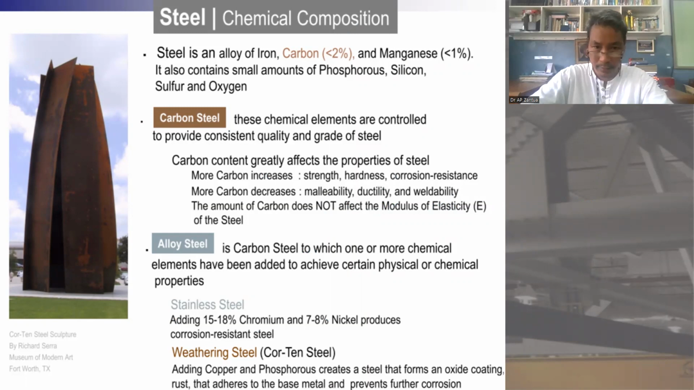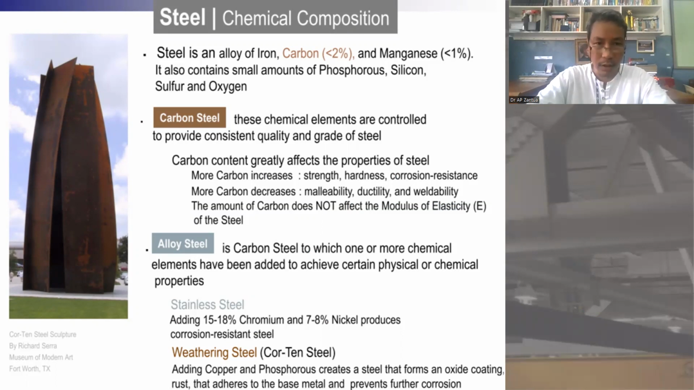Again, we discuss by reviewing the properties of steel, because steel is the main component. So therefore, any failure that will happen is with regards to its characteristic properties and its strength. Steel is an alloy of iron with carbon composing less than 2% and manganese less than 1%. It also contains small amounts of phosphorus, silicon, sulfur, and oxygen.